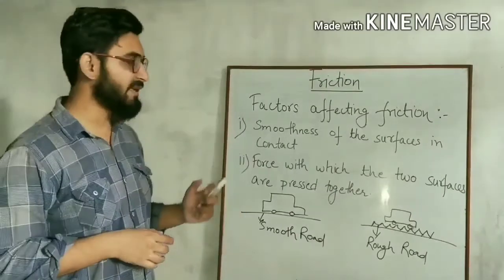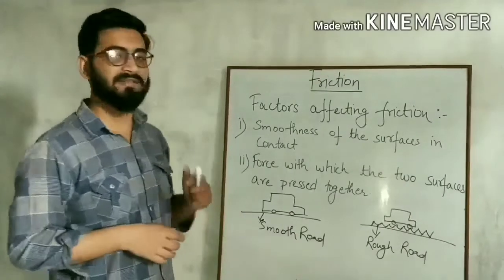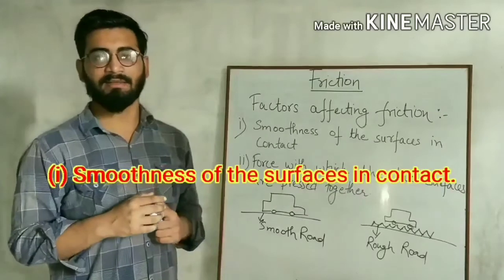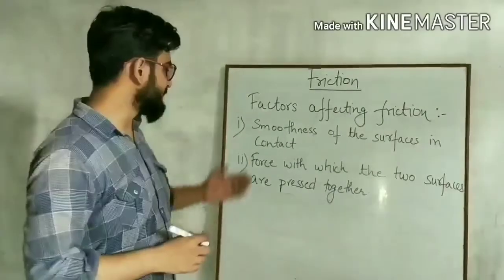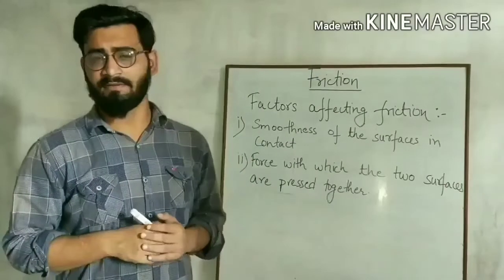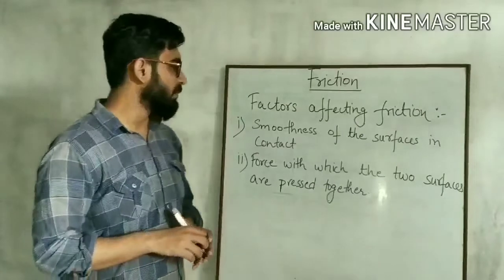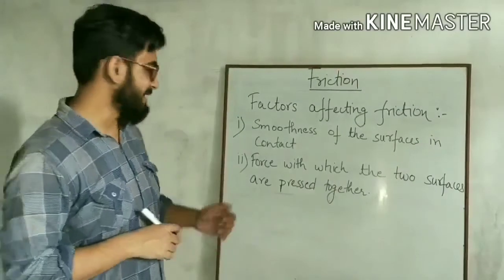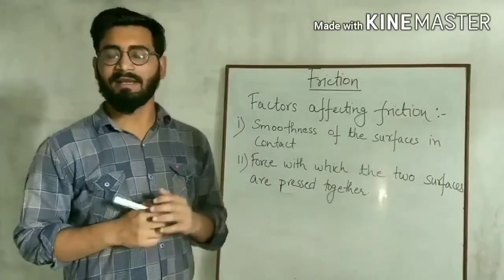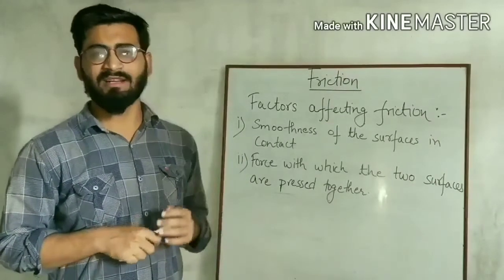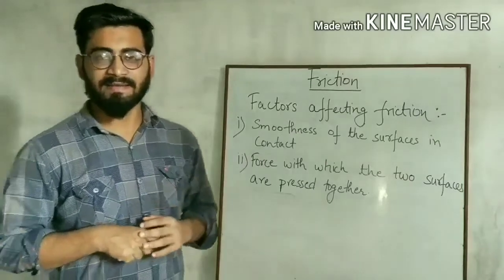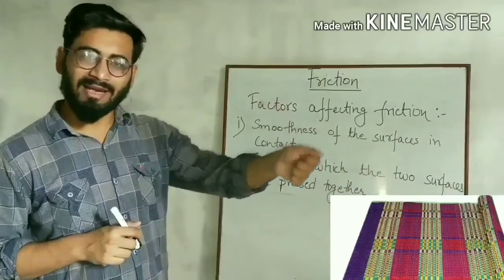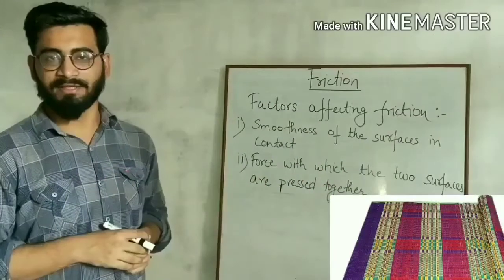So what is the first factor that affects friction? Yes, the first factor is smoothness of the surfaces in contact. Understood? Now we are going to discuss the second factor which affects friction. What is the second factor? Force with which the two surfaces are pressed together. I will explain this factor with the help of an example. Suppose there are two cases. In the first case, I ask you to drag a mat when no one is sitting on it.